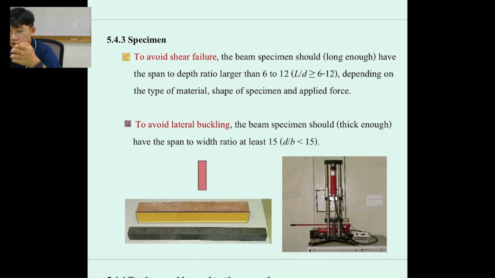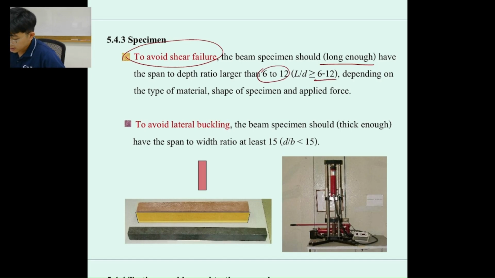For the first one, it's going to be the short one, and then another one is the long one. When we test it, you're going to observe two different failures. For example, if we would like to avoid the shear failure of the bending of the wood, you can see that the beam specimen should have the length that long enough in the span ratio between 6 to 12.